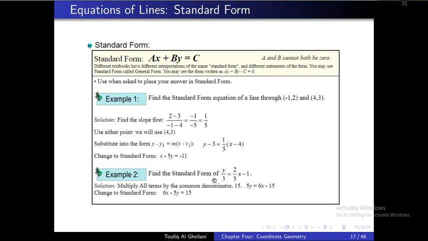Find the standard form of y over 3 equal 2 over 3x minus 1. So multiply all terms by the common denominator 15. We multiply 15 here and here. That will give us 5y equal 6x minus 15. Change to the standard form, which will give you 6x minus 5y equal 15.